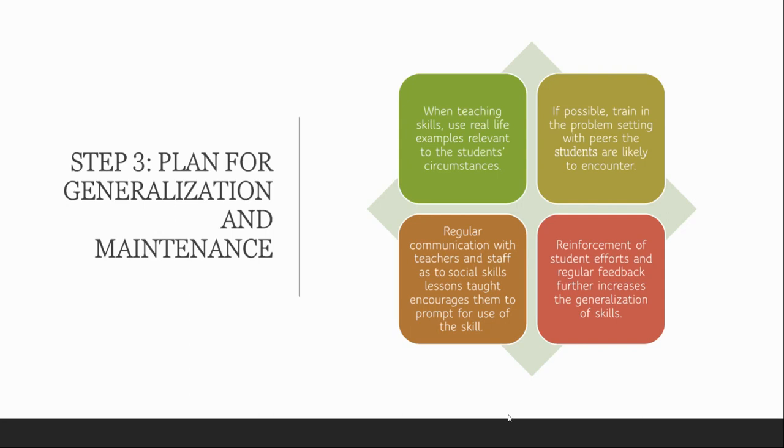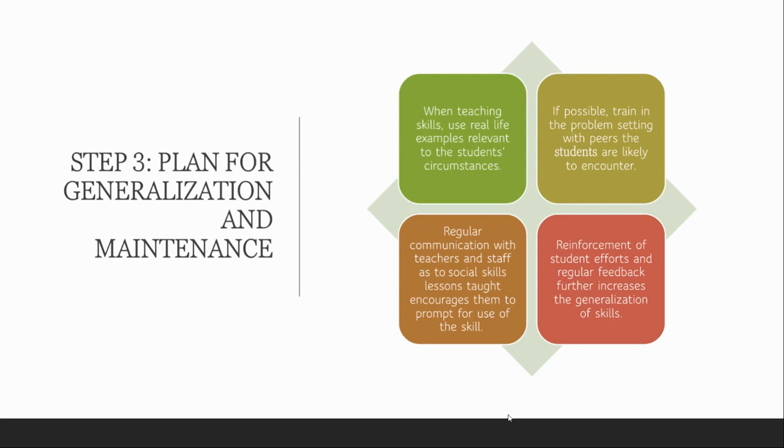So step 3 is to plan for generalization, moving those skills into generalization and maintenance. So one, when teaching skills, use real life examples relevant to that student's circumstance. Step 2, if possible, train in the problem settings with peers the students are likely to encounter.